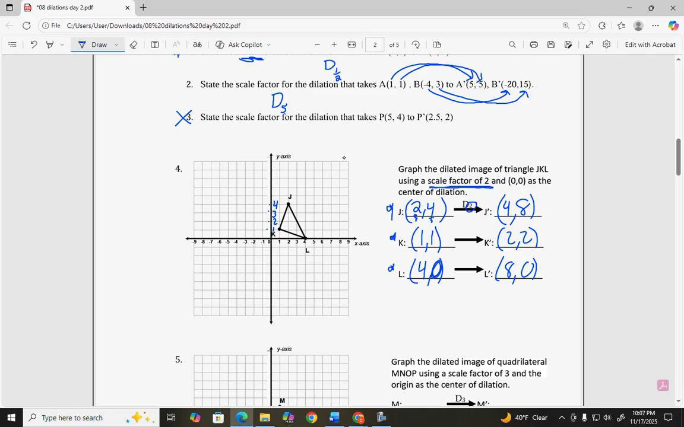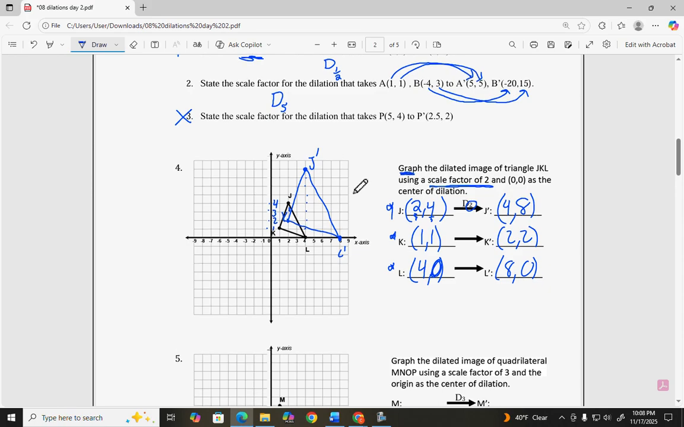And now I have to plot that, right? It clearly says right here we have to graph the dilation. So I have to go to (4, 8) and call it J prime. Then I have to go to (2, 2) and call it K prime. And then finally (8, 0) and call it L prime. When I connect these, they do look similar, don't they? Don't they look the same shape but a different size? So remember, always take a look and make sure it looks like it should. It should look similar when we do a dilation.